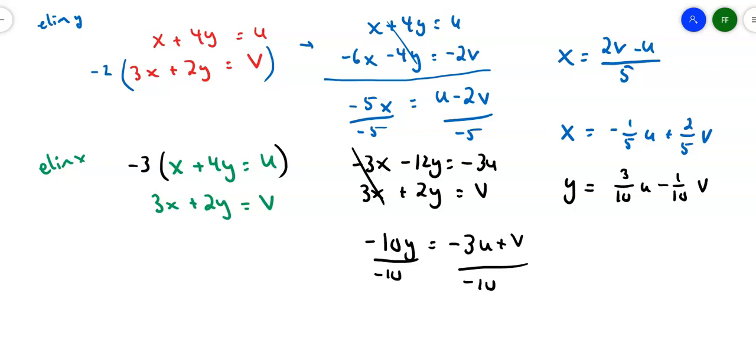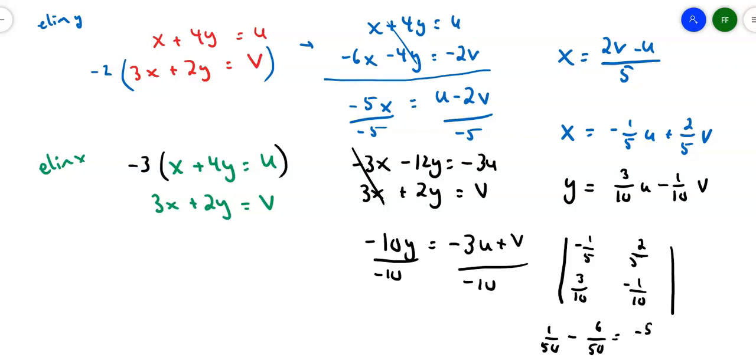Okay, you realize that by writing it this way, I basically have the Jacobian already set up for me. The partial derivative of x with respect to u is -1/5. Partial x with respect to v is 2/5. Partial y with respect to u is 3/10. Partial y with respect to v, -1/10. So I end up with positive 1/50 minus 6/50, which is -5/50, which is -1/10. Can the Jacobian be negative?